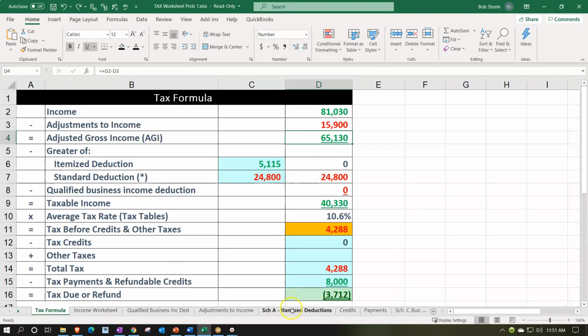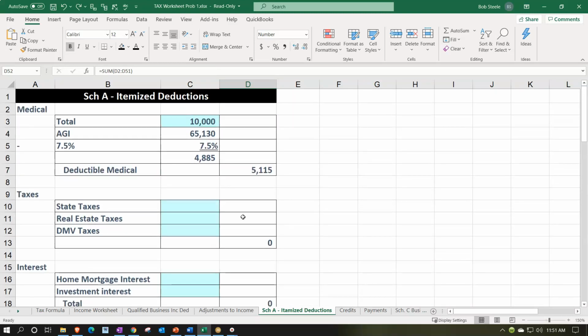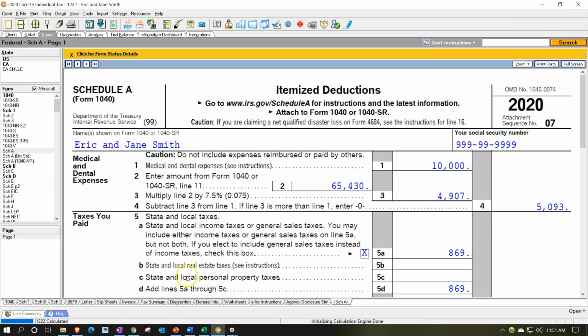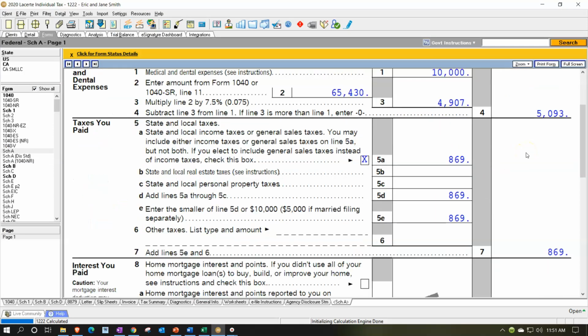Now, when you look at the Schedule A, it can be a little bit confusing because some of these will be automatically calculated possibly by the software. So note that if I go to the Schedule A on the software, there's that 5,093, but it's automatically calculating the sales tax because the sales tax is higher than the state taxes that we put in. So in some instances, you might be kind of dependent on the software to help you with that calculation.